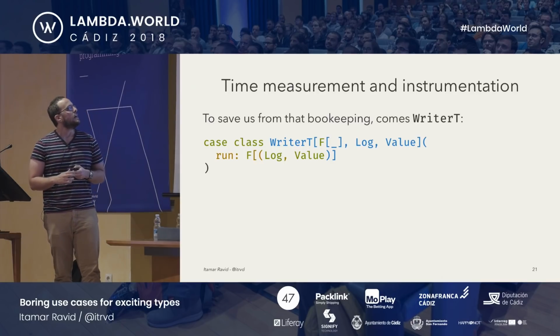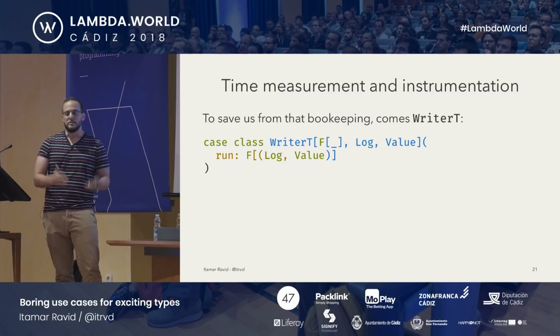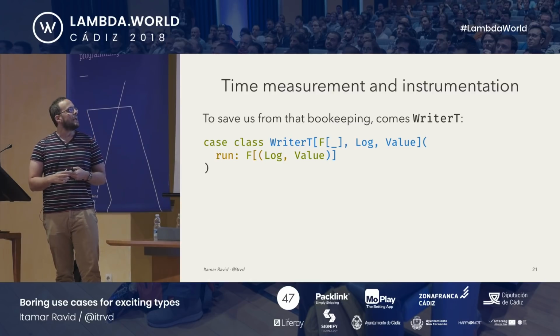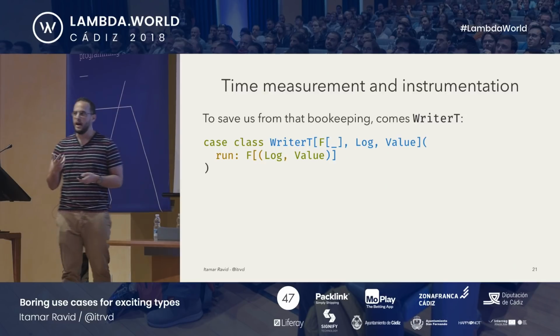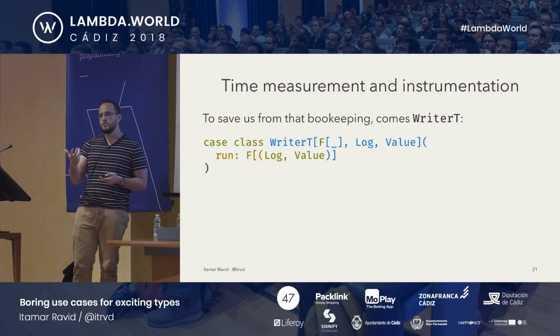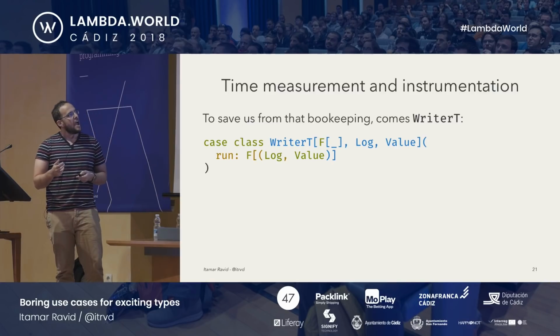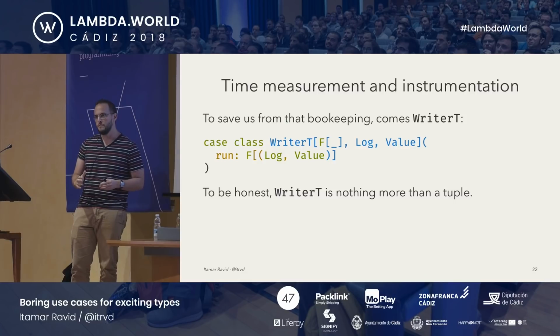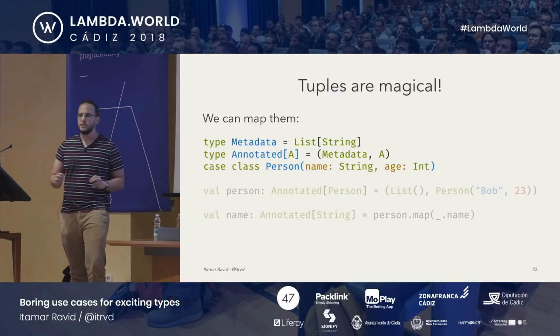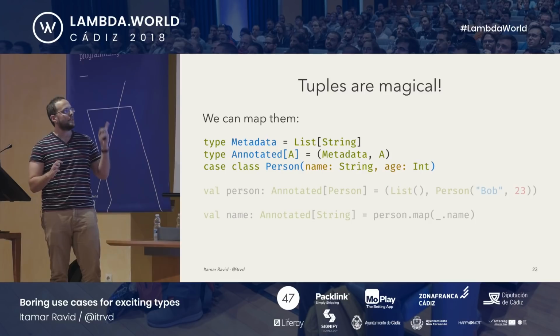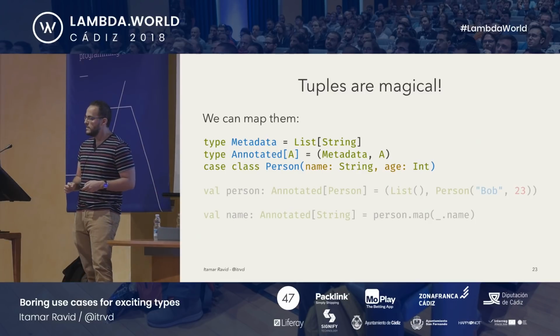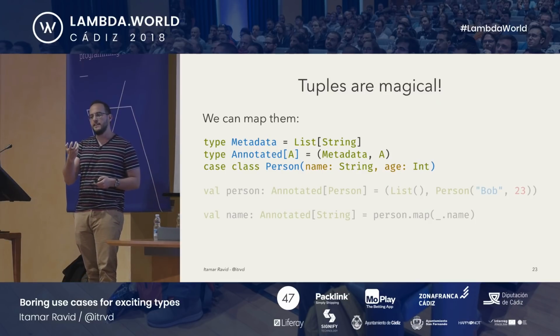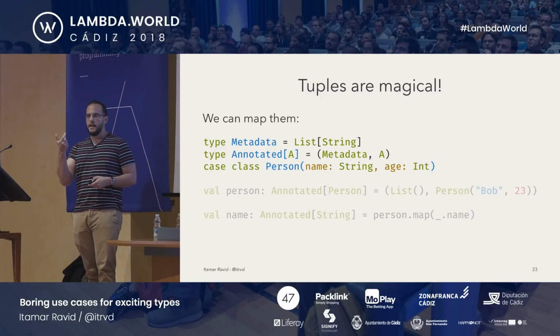So WriterT is a new type, or if we had newtypes in Scala, it would be a newtype, around a tuple of a log and a value wrapped inside some type constructor F. And to be honest, this really is nothing more than a tuple. But tuples are pretty magical. So let's say we have some sort of metadata, a list of strings, and a type called Annotated of A, which is just an A annotated with a metadata.